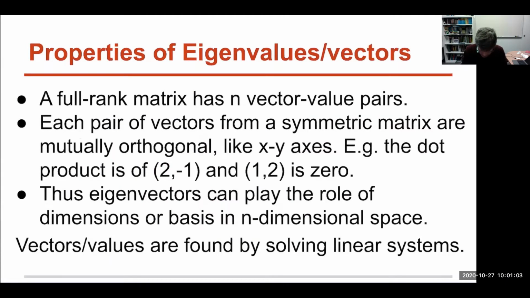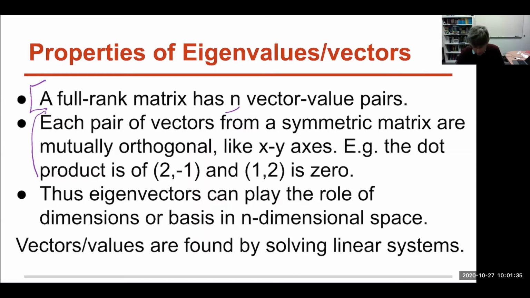And these eigenvalue-eigenvector pairs have some very interesting properties that are important to us. One is, as I said, if you have a full rank matrix, you've got n of them. If you have an n by n matrix, you have n eigenvalue-eigenvector pairs. A second important property of these eigenvectors is that they are all mutually orthogonal.